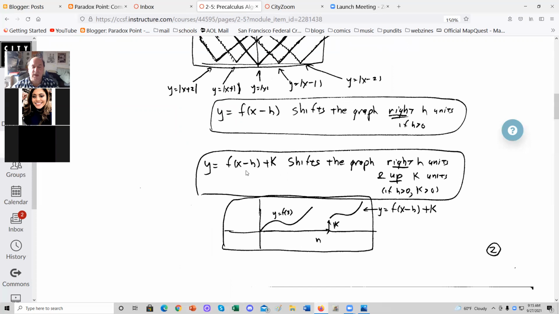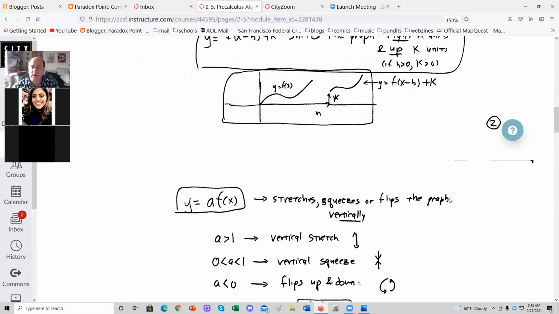And if you do both of these, you have a double shift. f of the quantity x minus h, all that plus k, shifts the graph h units right if h is positive, and k units up if k is positive. So if this is the graph of y equals f of x, then y equals f of x minus h, that plus k, is shifted right h units, up k units to here.